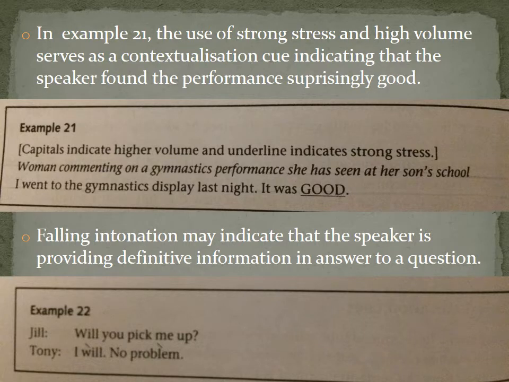And in other parts, in example 21, the use of strong stress and high volume serves as a contextualization cue indicating that the speaker found the performance surprisingly good. Falling intonation may indicate that the speaker is providing definitive information in answer to a question. Here, will you pick me up? I will, no problem.